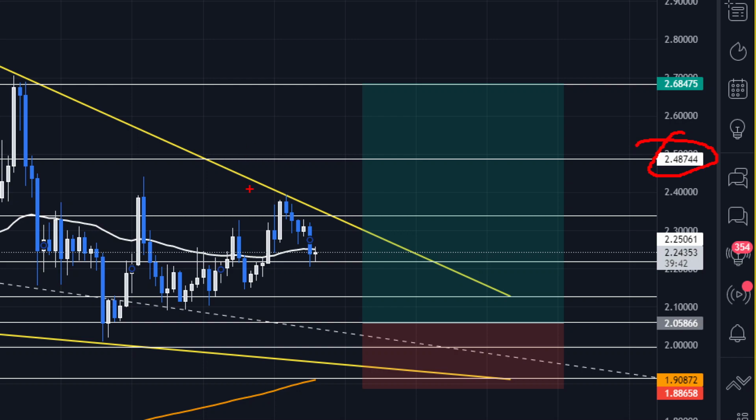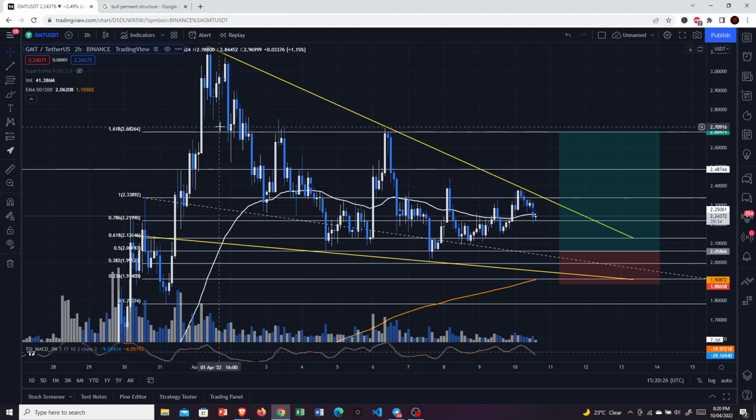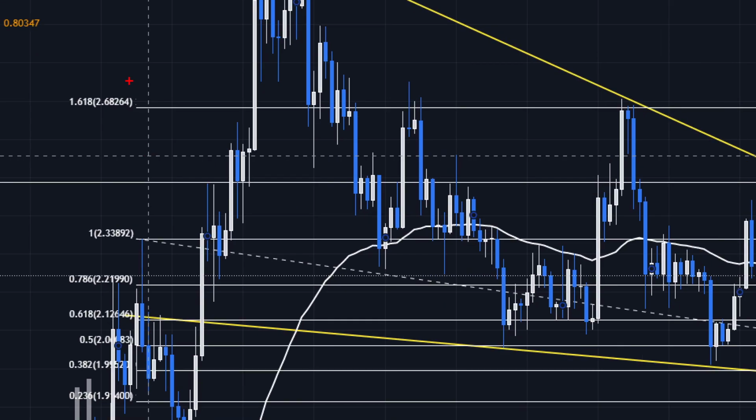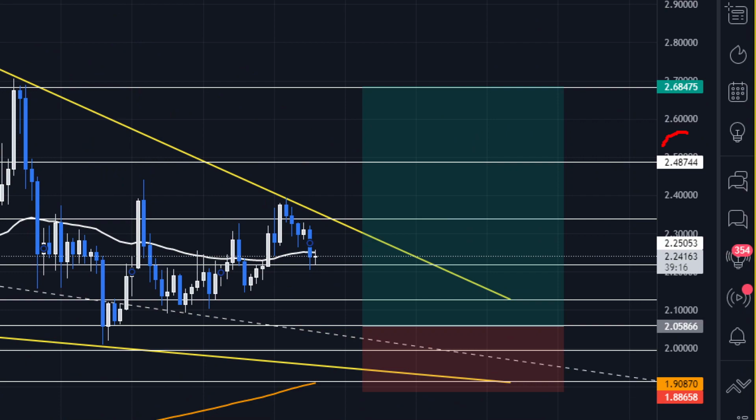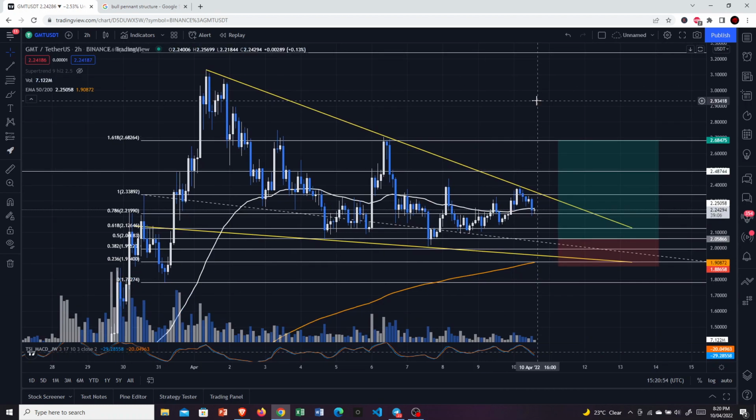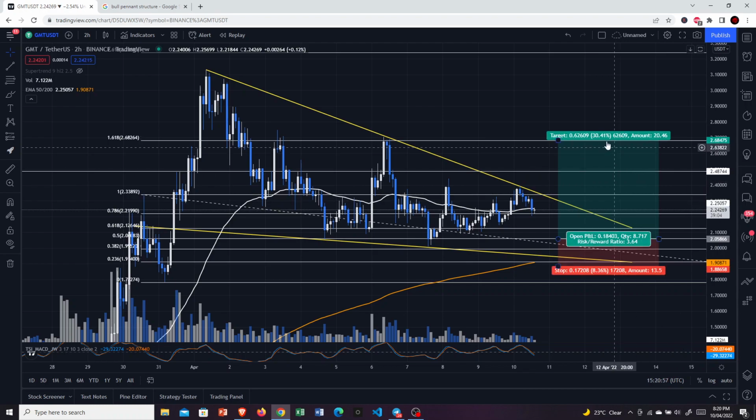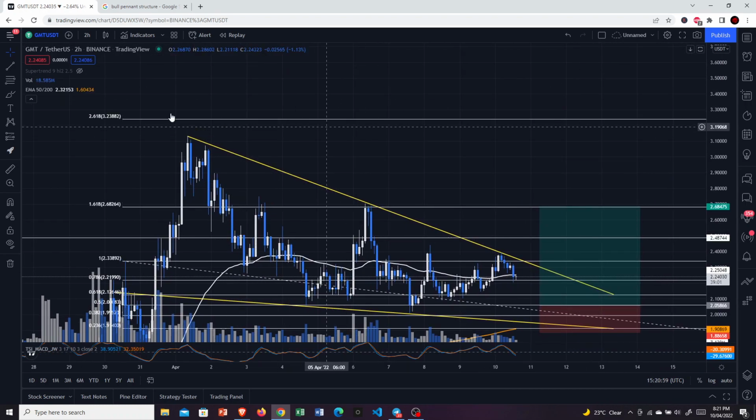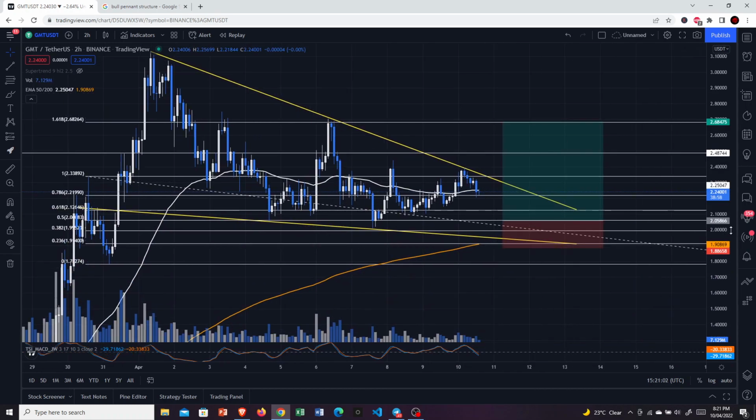Make sure to mark these levels on your chart or write them on a paper so you don't forget them. The second resistance to the upside will be $2.68, and this is a 1.618 Fibonacci level. And these resistances are going to be the targets or the profit taking zones for GMT. So $2.68 and $2.48. Okay, and I really think that GMT, if it accumulates over here in the way it is doing right now, we can have another run upwards, possibly to all-time high or even more.